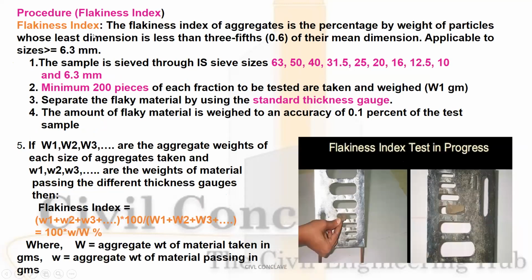Procedure, flakiness index. The flakiness index of aggregate is the percentage by weight of particles whose least dimension is less than 3/5, that is 0.6, of the mean dimension. Applicable sizes are up to 6.3 mm. The sample is sieved through 63 mm up to 6.3 mm. A minimum of 200 pieces of each fraction has to be taken and weighed.